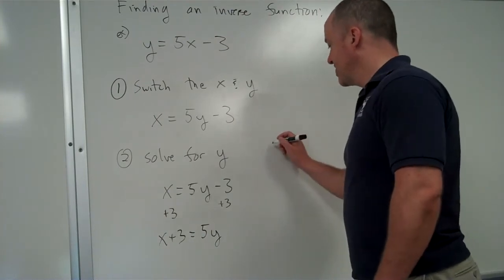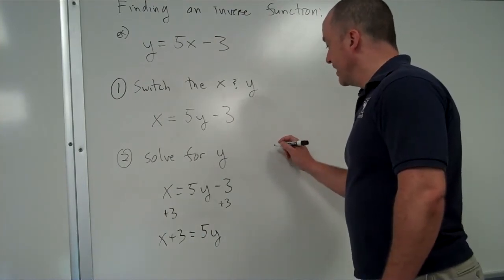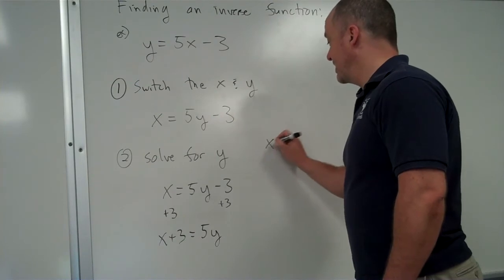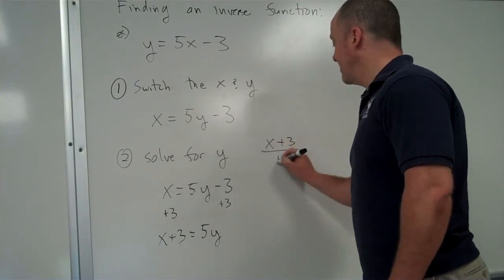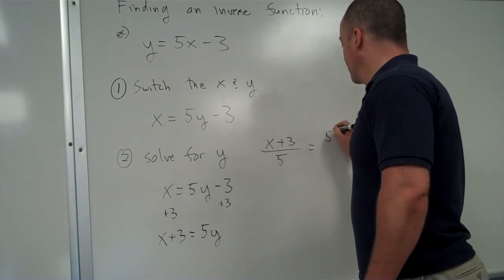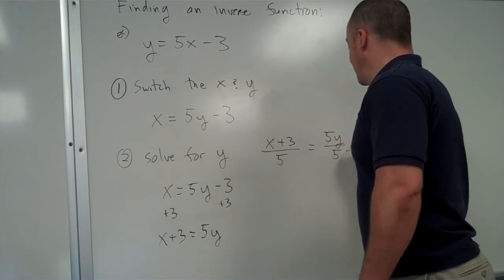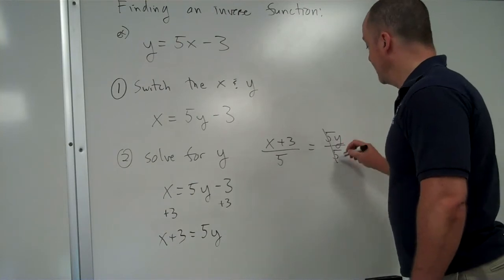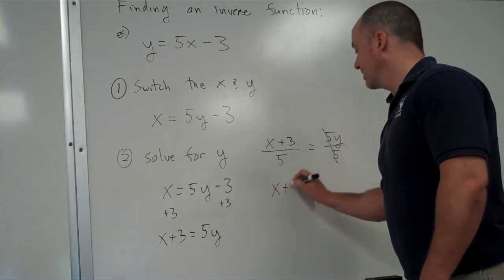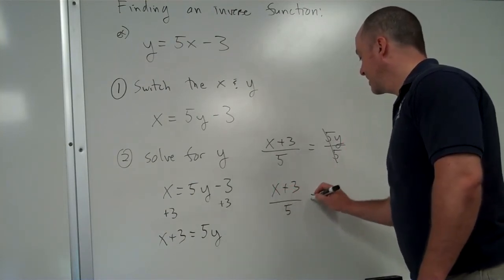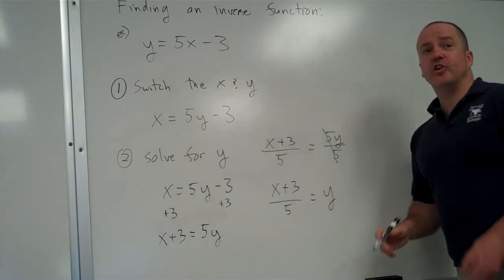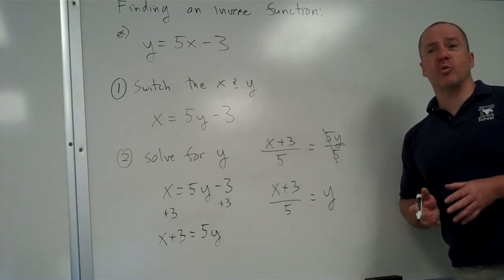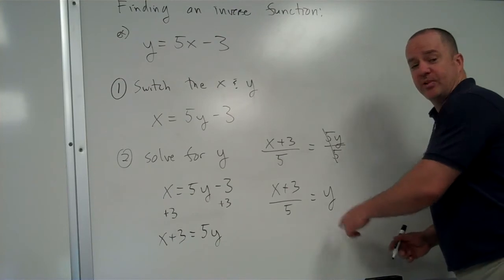You have to divide everything by 5. You have to divide the x plus 3 by 5 and the 5y by 5. Those cancel out. So your answer is y equals x over 5 plus 3 over 5. Yep.